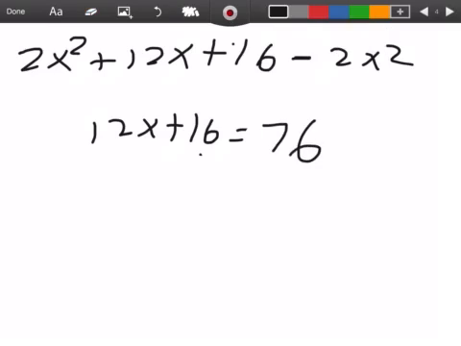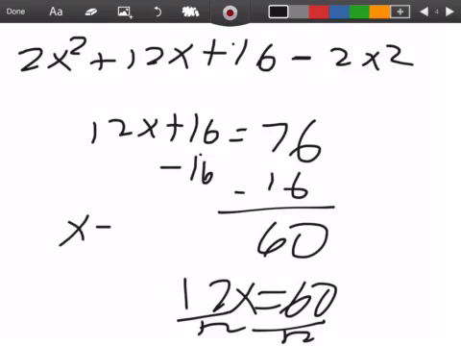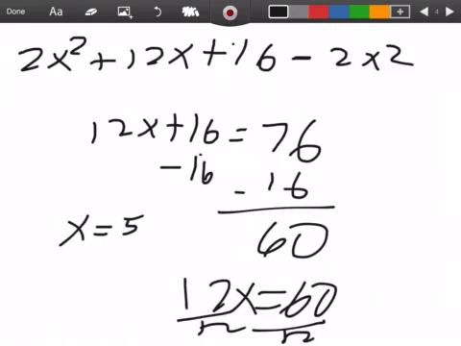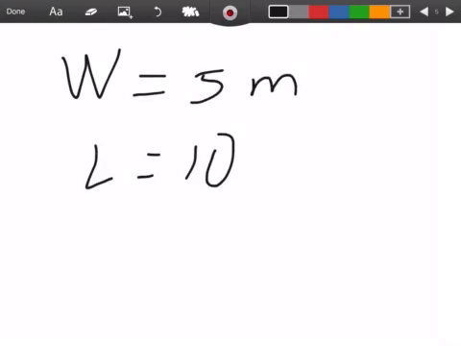Not 72, 76. 76 minus 16 equals 60. 12x equals 60. Divide by 12 on each side. x equals 5. But that's not our answer. So we're trying to find the dimensions of the pond. So x equals 5, length is 10. So our final answer, width equals 5, length equals 10 meters.